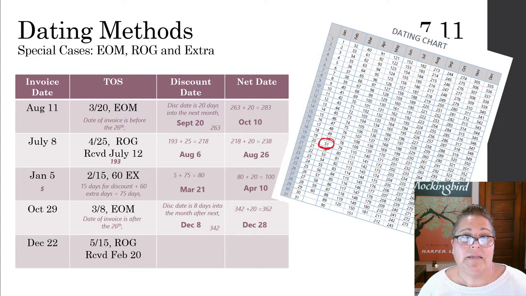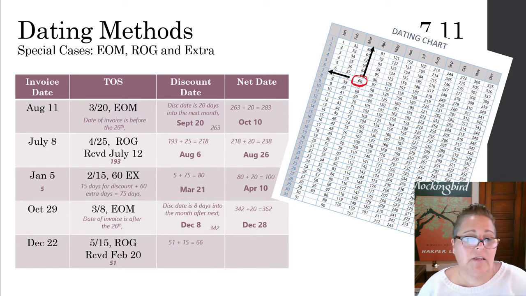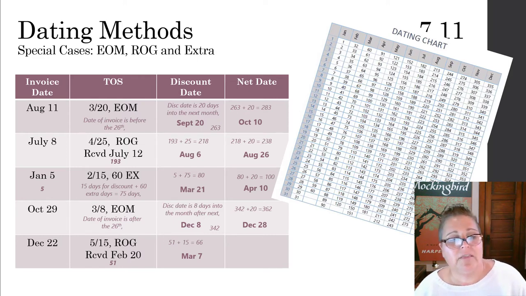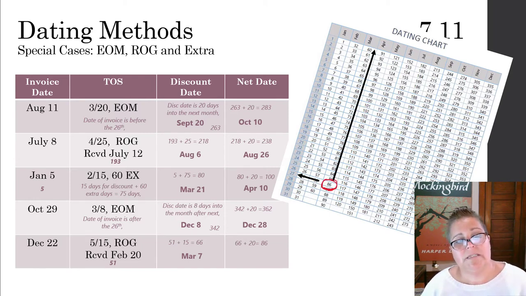And if I look at my table of dates, that's day 51. So I need to add 15 days, because my terms of sale are 5/15. I need to add 15 days to the 51. That's going to be day 66. On my table, I find 66. I go up to find the month of March and across to find the 7th. So the discount date for this is March 7th. The default, since no net is mentioned, is 20 days. 20 days from March 7th would be day 86 or March 27th.